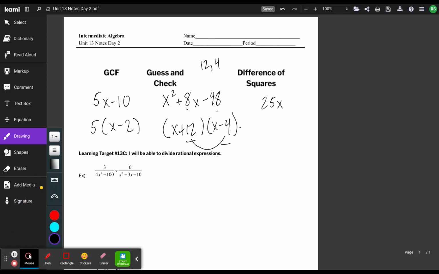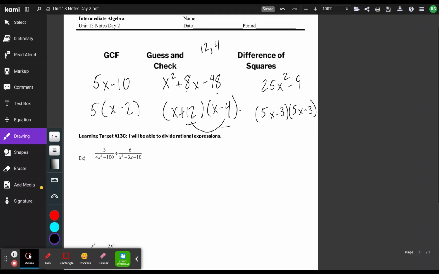Problems that have two terms, subtraction, and the terms are perfect squares, we can use difference of squares. Square root of 25 is 5. Square root of 9 is 3. We are going to add once, and we are going to subtract once. And there we have the difference of squares.